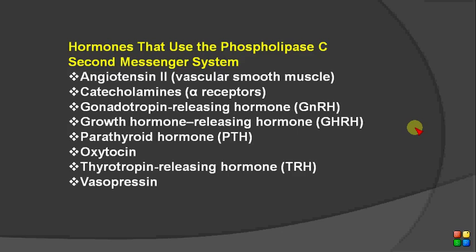So following are the hormones. These are the hormones which produce their effects by the Gq signaling pathway or phospholipase C signaling pathway. It includes angiotensin 2, the effects of angiotensin 2 on vascular smooth muscle are mediated through this pathway; catecholamines, alpha receptors; gonadotropin releasing hormone, growth hormone releasing hormone, parathyroid hormone, oxytocin, thyrotropin releasing hormone, vasopressin. These are the hormones which produce their effect through the phospholipase C pathway.